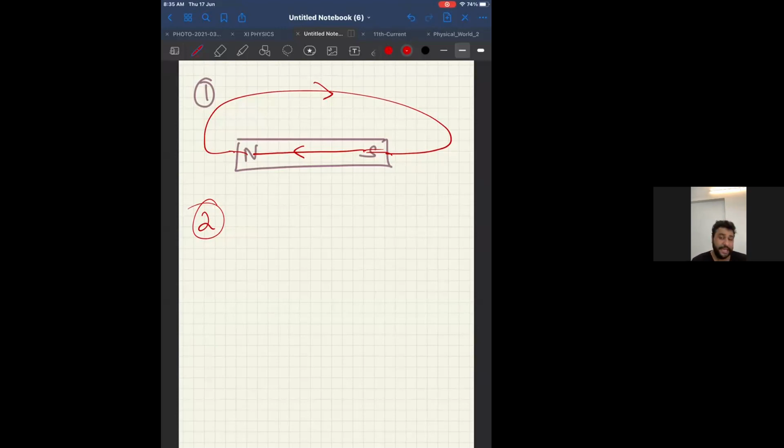Therefore, first answer is A. Second answer is D. Okay. Turn the page.